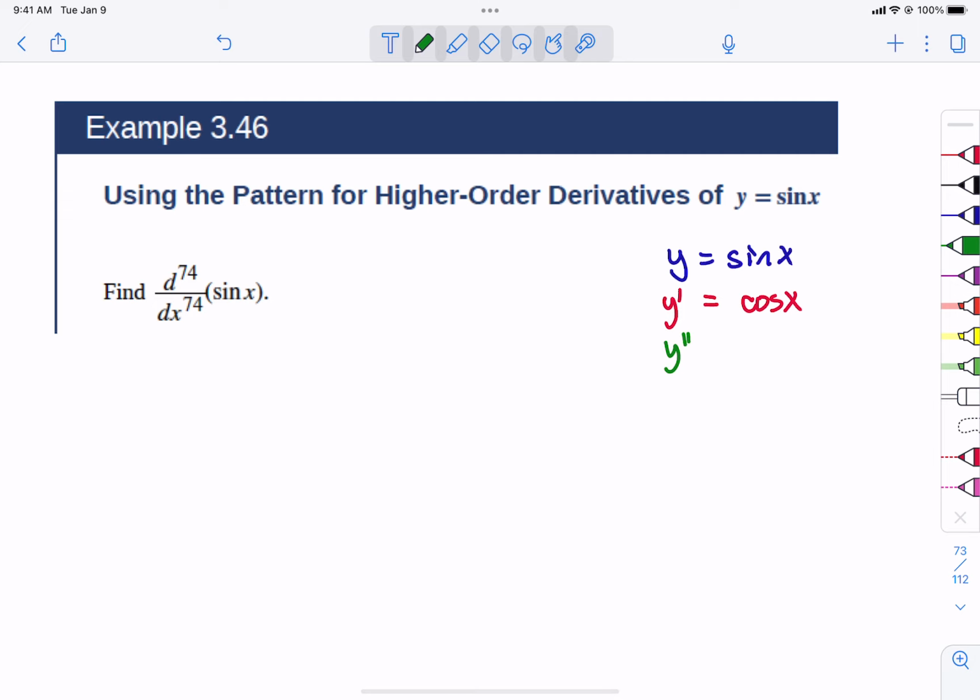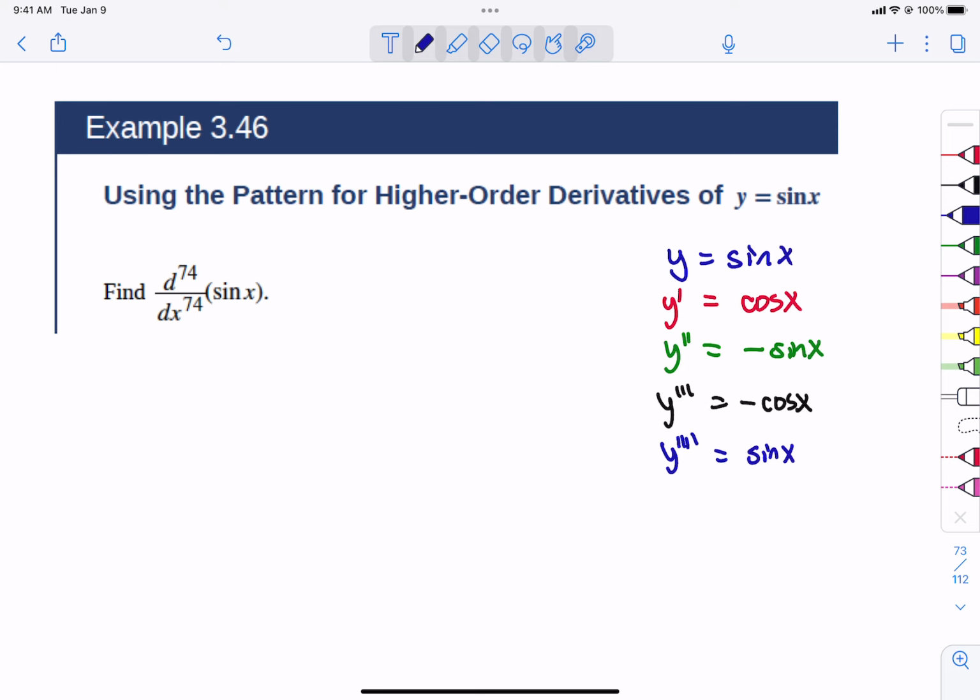Here's the second derivative, negative sine, right? Here's the third derivative. The derivative of a sine is a cosine, so that's negative cosine. So then back to sine. What are we back to? Fourth time. Positive sine. So it's kind of like this.